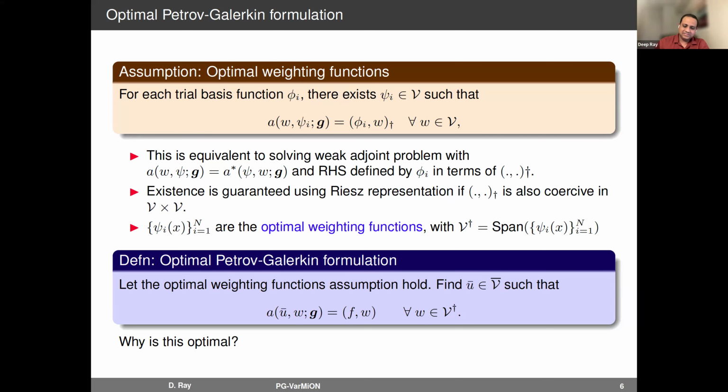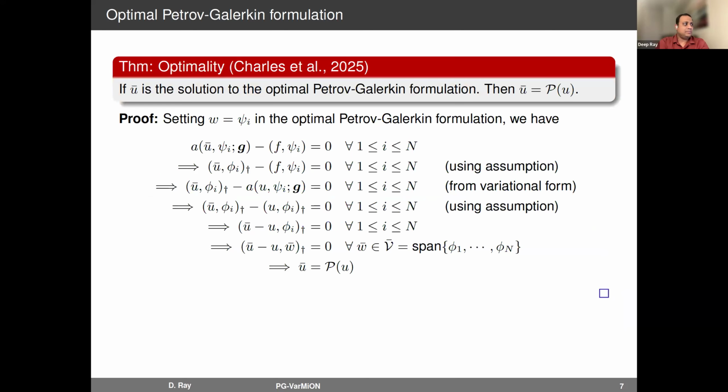Since the trial and the test spaces are different, it's called Petrov-Galerkin. But the question is, what is optimal about this? And the answer to that is actually pretty nice, because you can show without much effort that U bar is precisely the projection that you're trying to recover in this finite dimensional space. So U bar is exactly P of U, right? I may not get into the proof of it all. In fact, the proof, as you would see, is just 7 or 8 lines. But it's very easy to show that this is in fact the case.